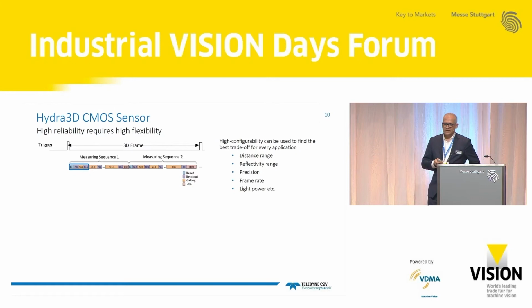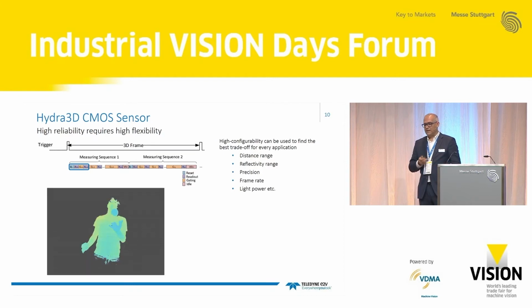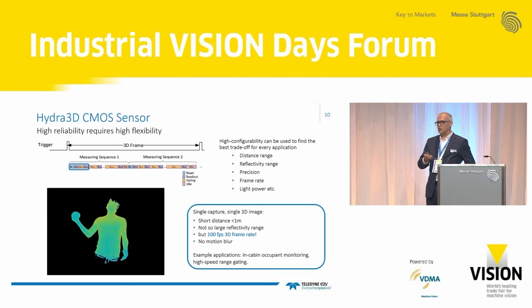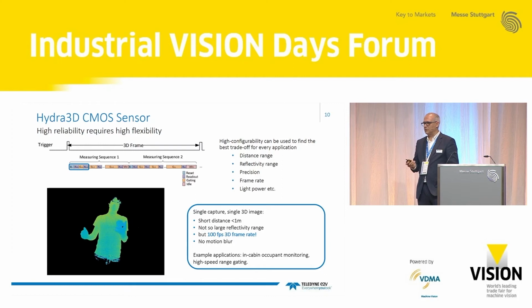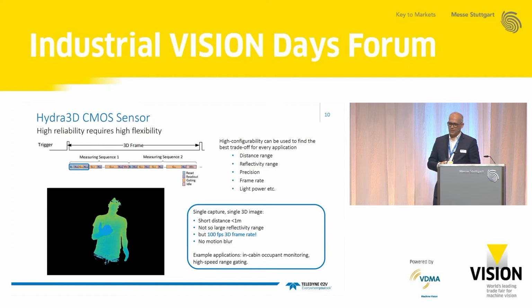So this first example is using a single 3D acquisition. So let's say it won't be able to manage a big dynamic range, so that is suitable for short distance. But on the other hand, we can reach close to 100 3D frame rate. And as you can see, with total lack of motion blur. This is useful, for example, for in-cabin occupant monitoring application or for high-speed range gating.